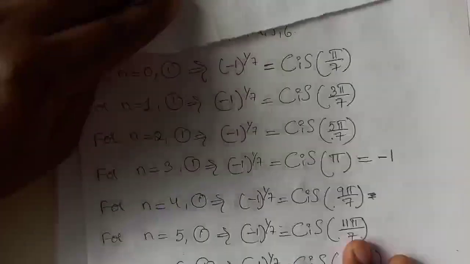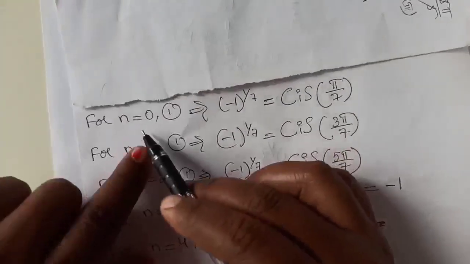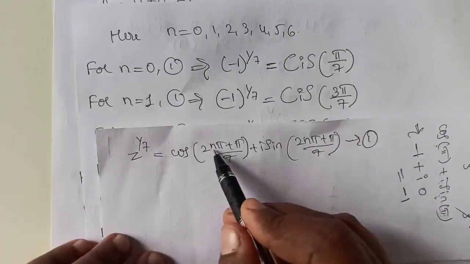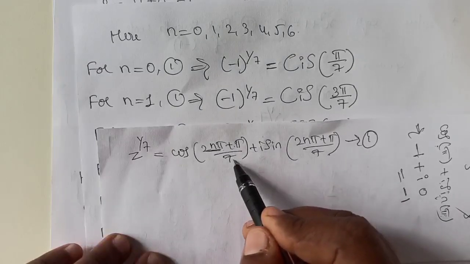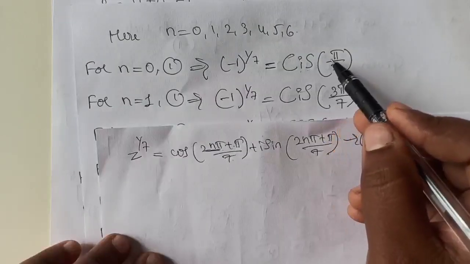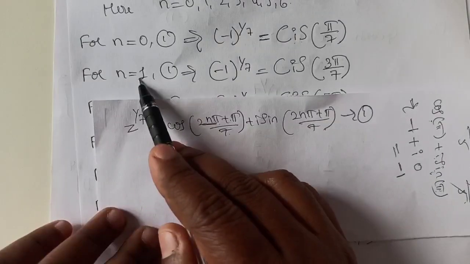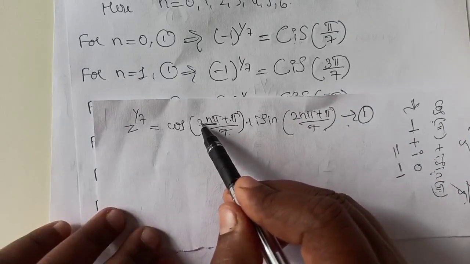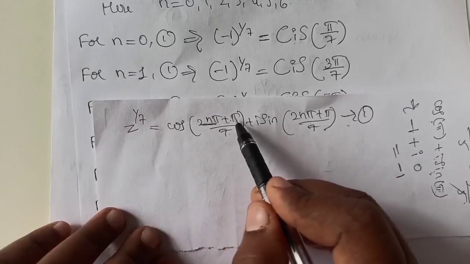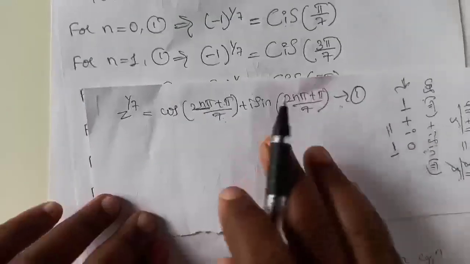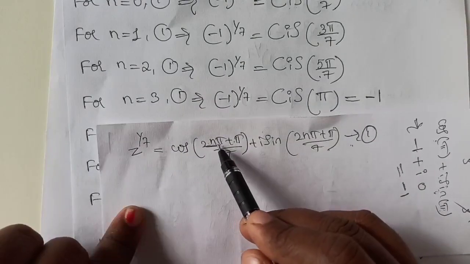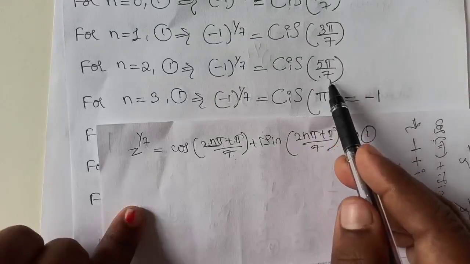Now substituting the values of n. On substituting n equals 0 in equation 1, we get pi by 7, so that is cis of pi by 7. Now for n equals 1, equation 1 becomes 2 into 1, that is 2 pi plus pi, which is equal to 3 pi by 7. Similarly, substituting n equals 2, it becomes 2 into 2, that is 4 pi plus pi, which is equal to 5 pi by 7.